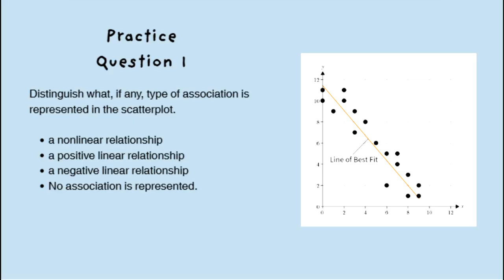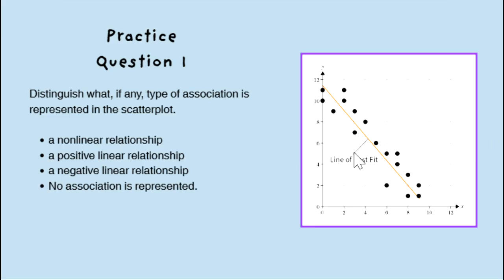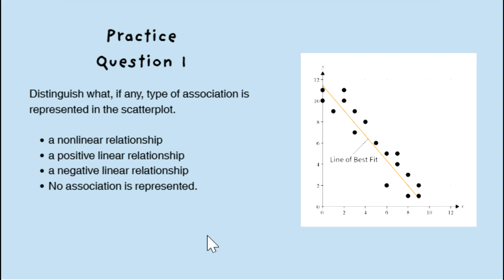So write this answer down, so go into your class. You can put your answers in. Distinguish what, if any, type of association is represented in the scatter plot. Okay, so we have our scatter plot right here. We have a line of best fit. Is this a non-linear relationship, a positive linear relationship, a negative linear relationship, or no association is represented?